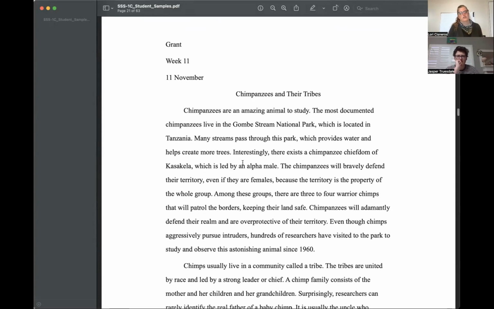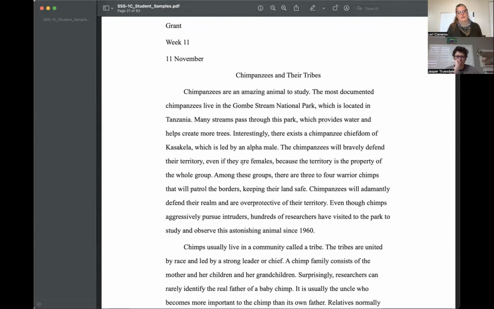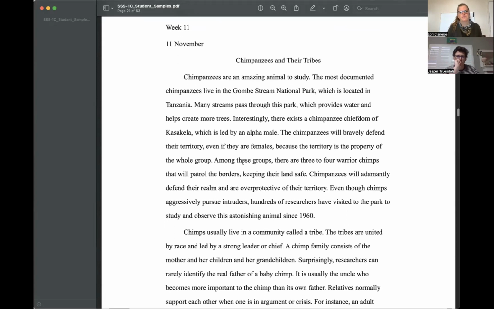So I wanted to read it so we can both look at it at the same time. So, chimpanzees and their tribes, they picked a new title, which you will once you finish your paper.